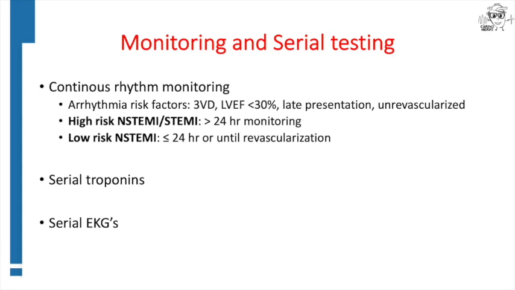The risk of arrhythmia guides this decision. Serial troponins help establish the diagnosis, and a peak troponin often correlates with the extent of myocardial injury. Serial EKGs are important to detect potential complications such as complete heart block, and may also indicate structural changes such as the development of LV aneurysms.